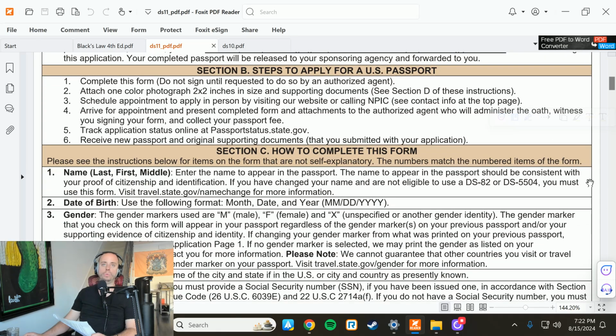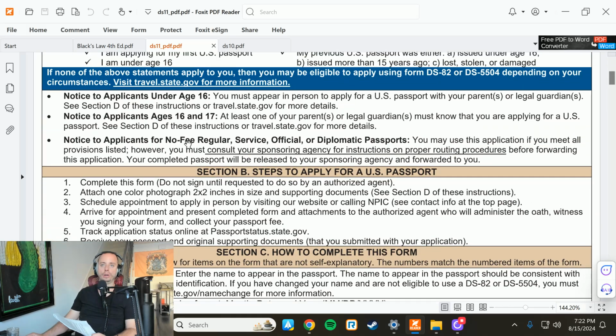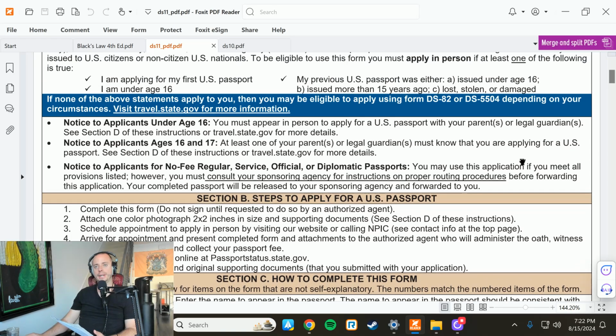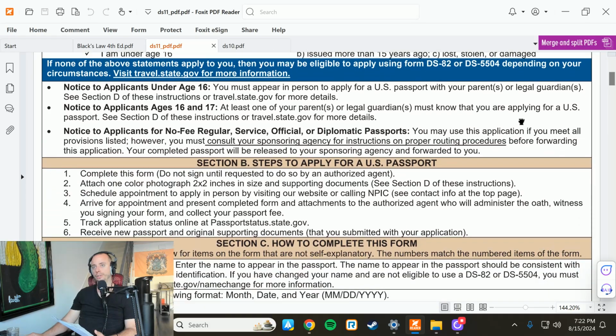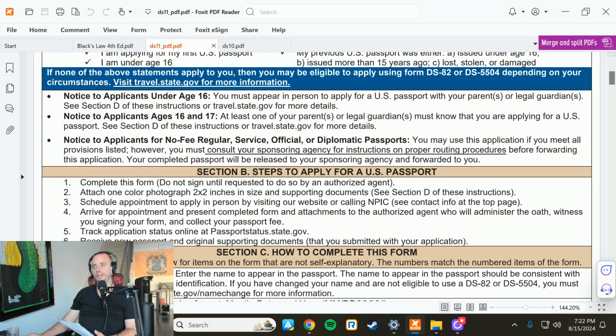Again, if you want a no-fee regular service official or diplomatic passport, fill out the stuff, send it in. If they don't give it to you, just sue them. I'm not kidding, bro. Just sue them. That's kind of where things are at with almost everything that I know personally.